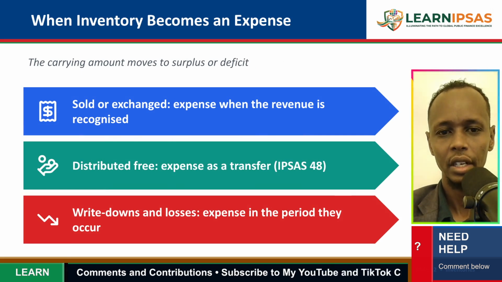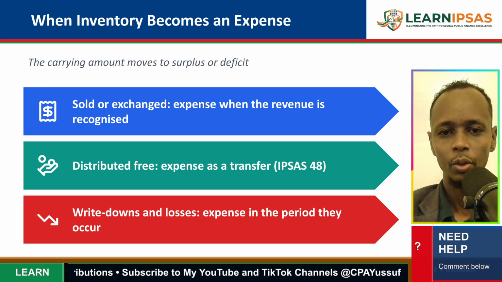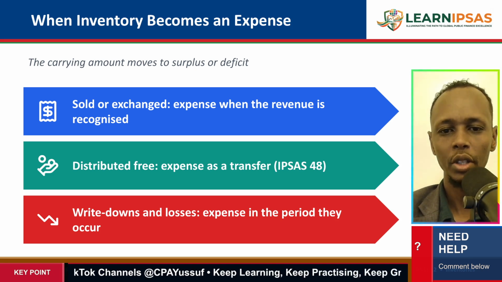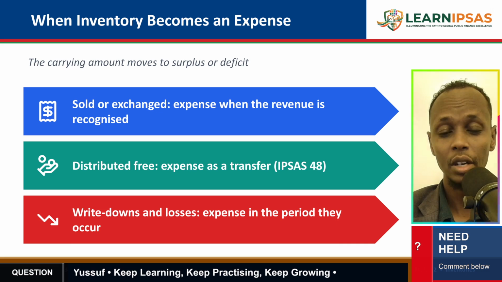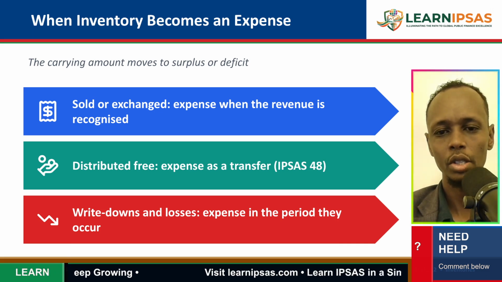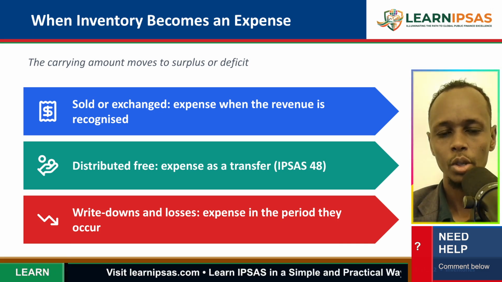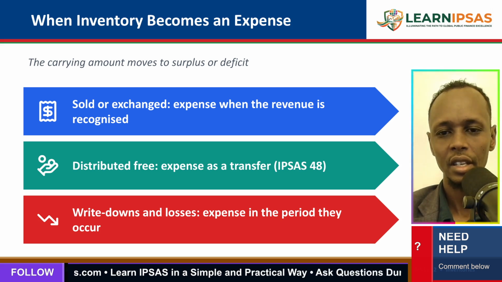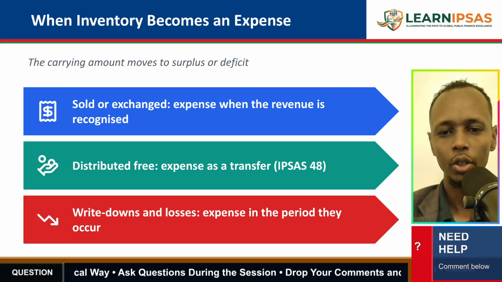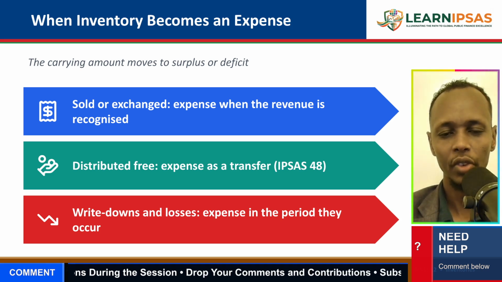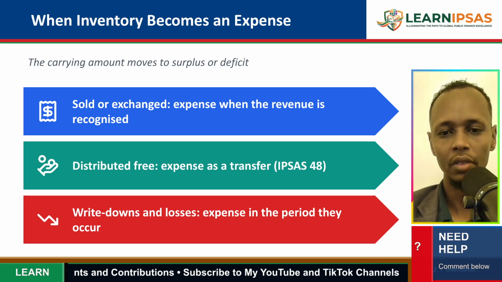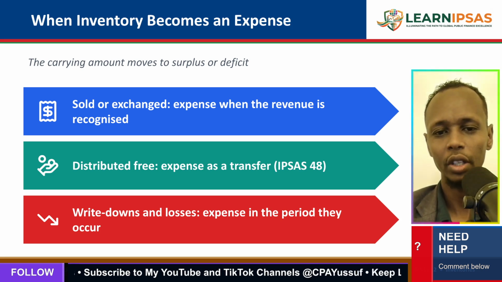So when does inventory become an expense? Automatically when it's sold, when you transfer it, or when you exchange it, or when you distribute it for free, it becomes an expense. But once you distribute, if there is a condition attached to it, you apply IPSAS 48. First, you will treat it as an asset, and as the condition is fulfilled, then you expense from your books. So you have transferred it, say, to another entity X, and you are entity Y. As entity X meets the obligations, then you will remove that from your books. Initially you will record a transfer asset, which is similar to a receivable. So as that person fulfills the condition, then you remove it from your books.